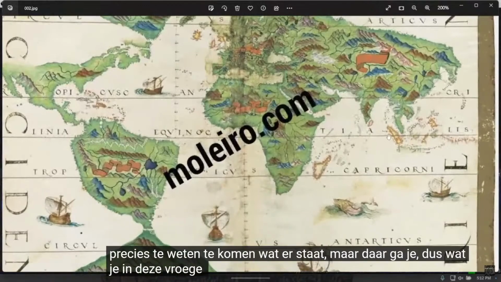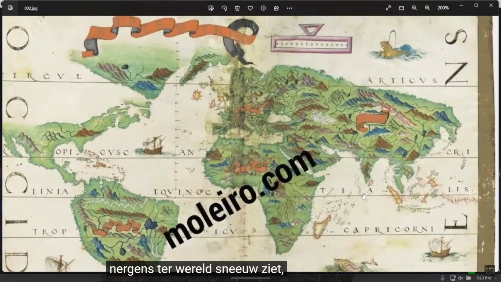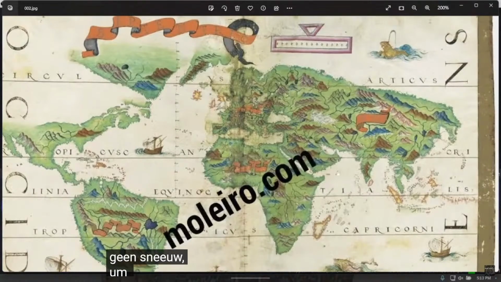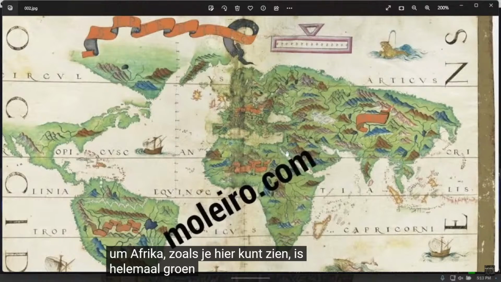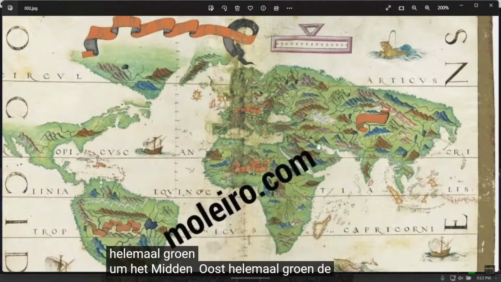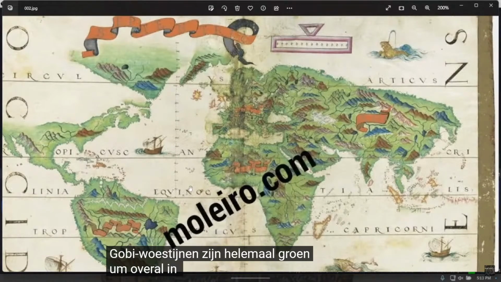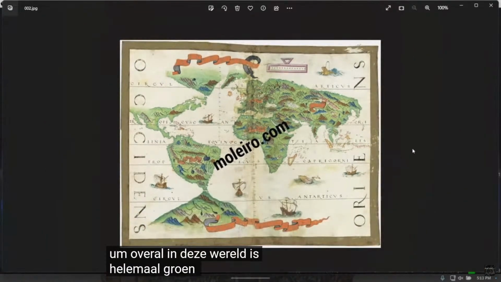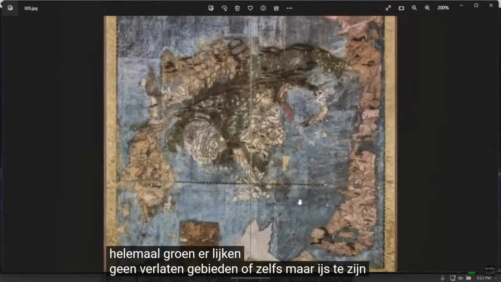So what you find in these early maps is you do not see any snow anywhere in the world. No snow. Africa, as you can see here, is completely green. The Middle East, completely green. The Gobi Desert, completely green. Everywhere in this world is completely green. There doesn't seem to be any deserted areas or even any ice except for this.